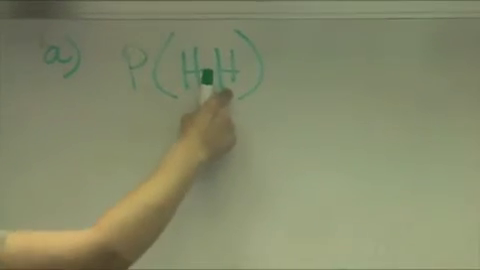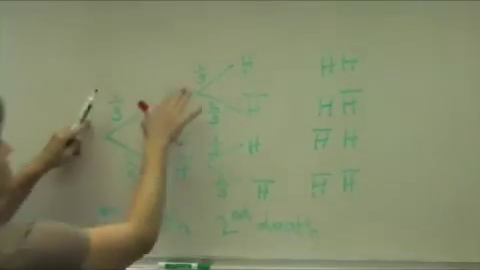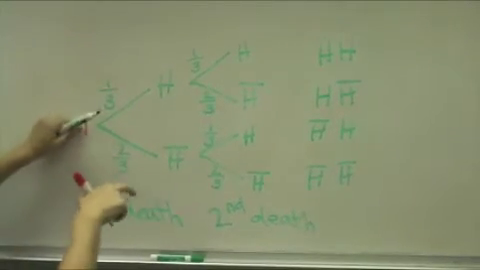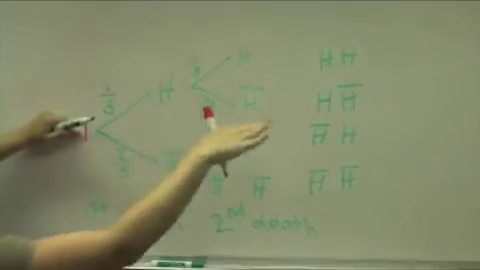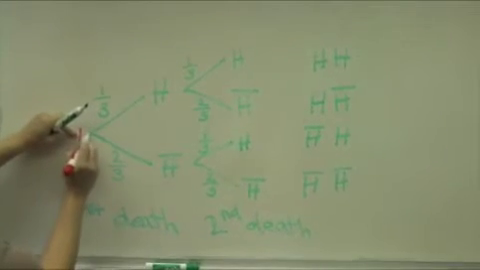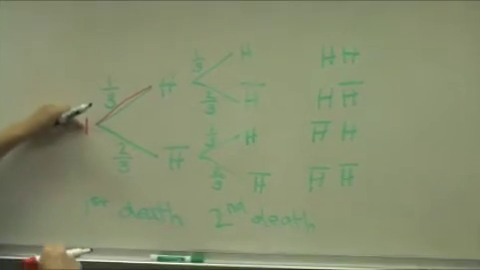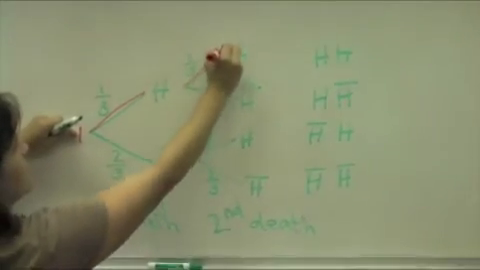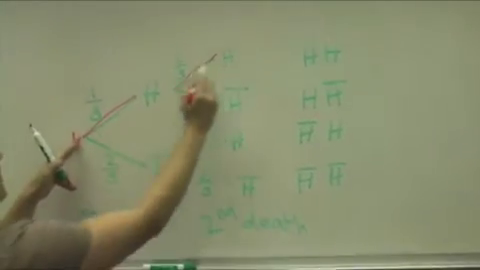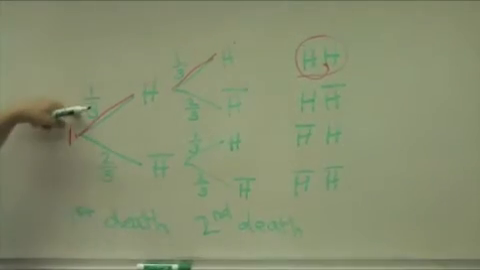So looking at our tree, we need to decide which path gives us the result that we're looking for. And when you read a tree, you always start from the left to the right, just like you read a book. So we start here, and we want the first person to have died of a heart attack, and so we follow the path here. And we want the second person to have died of a heart attack, so we're going to follow that path there. So our path goes from the beginning all the way to the top. So we're looking at this element of the sample space.